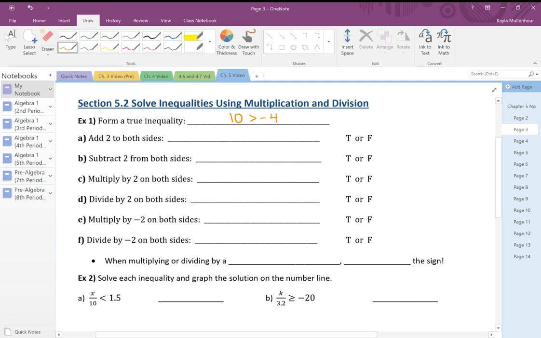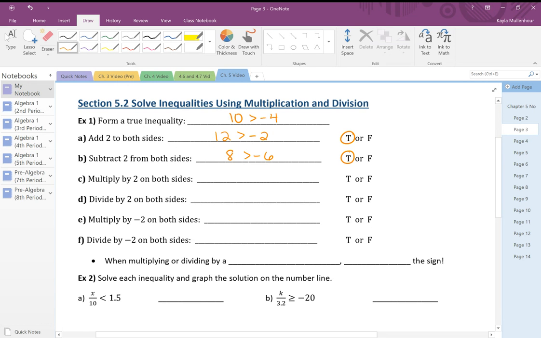So in step A, we're going to add 2 to both sides. So I would get 12 is greater than negative 2. Part B, we're going back to the original inequality in example 1 up here, and we're going to subtract 2 from both sides. So I would get 8 is greater than negative 6. That's true. And our first one in part A was also true.